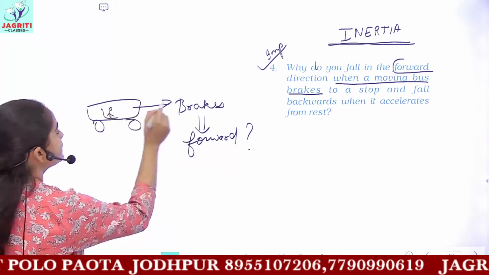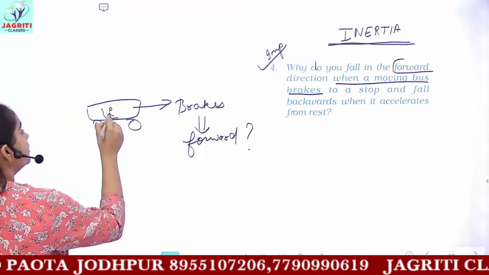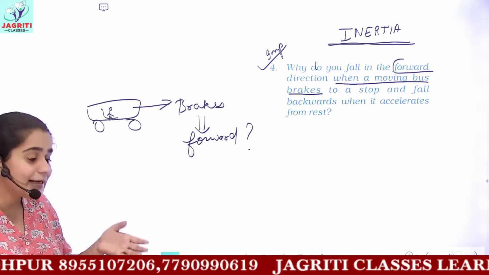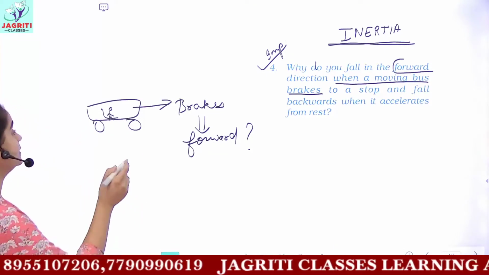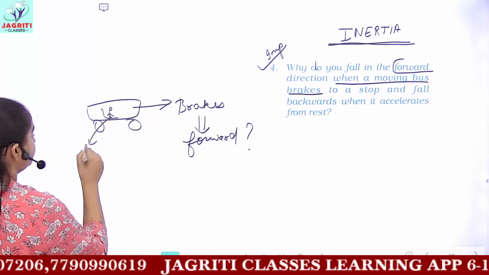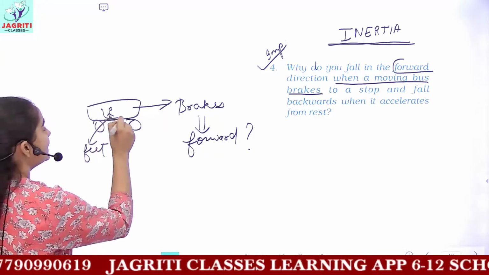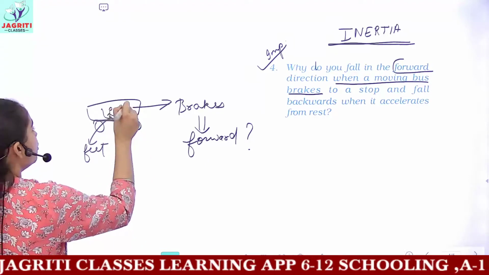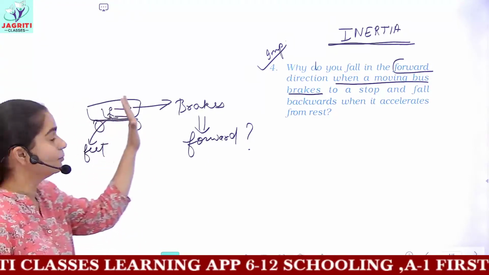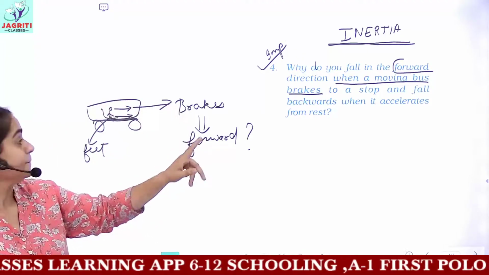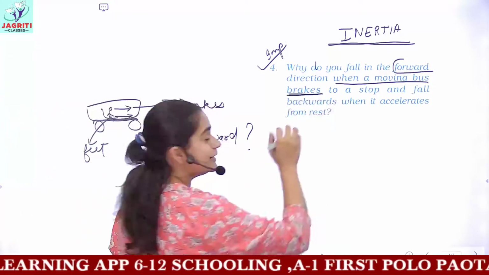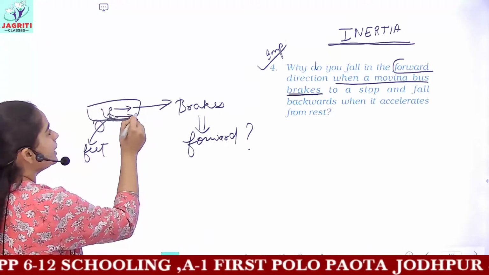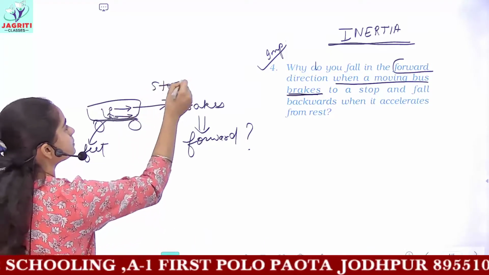The bus is moving forward. It means the feet of the passenger which are on the floor of the bus are in direct contact with the bus. So these feet, because they are directly in contact with the bus, are also in motion, and the whole body of that person is moving with the bus. But what happens when the brakes are applied suddenly? As soon as you apply the brakes, the bus stops.